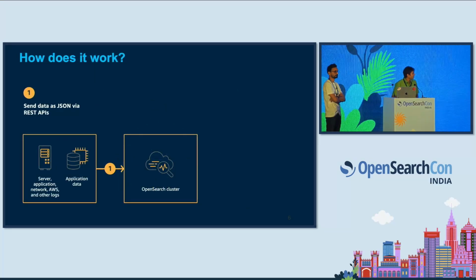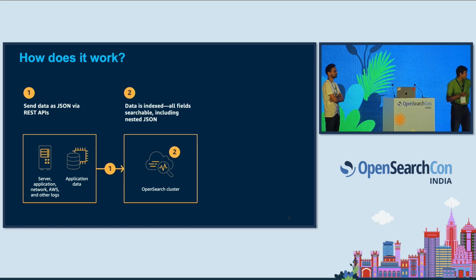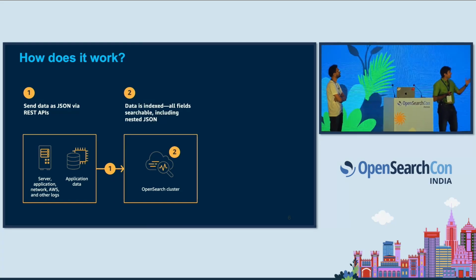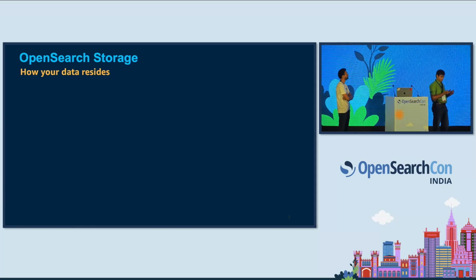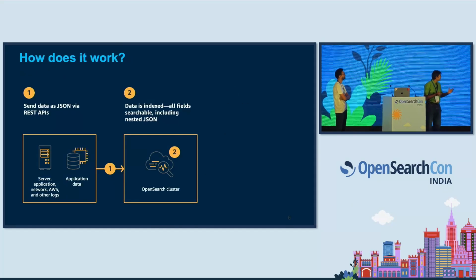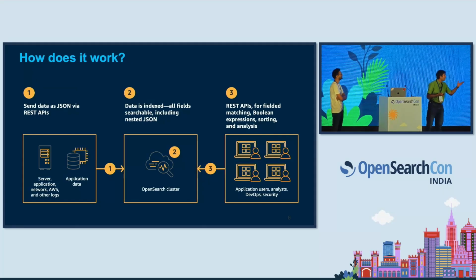So how does it really work? Users send their data as JSON via REST APIs. It gets stored in the OpenSearch cluster. The data is indexed, making all fields searchable, and then we can retrieve it via the APIs, right? We can use Boolean queries, Boolean expressions, sorting, analysis, and we can use a dashboard to get a view of all our data in one place, right?